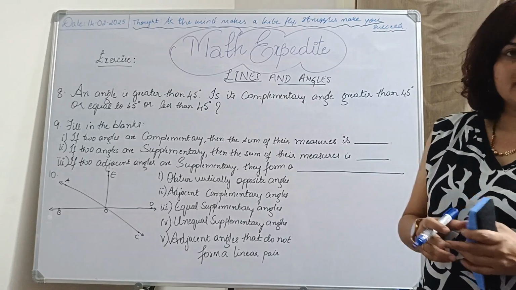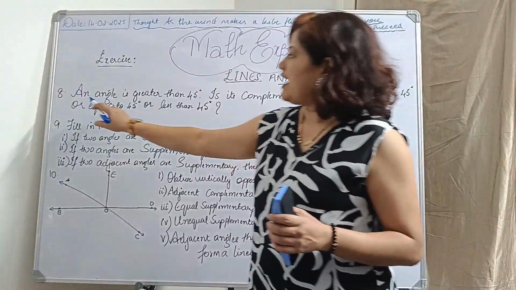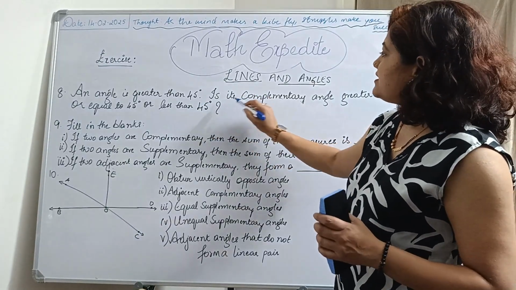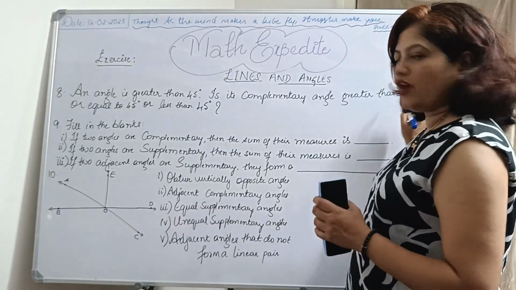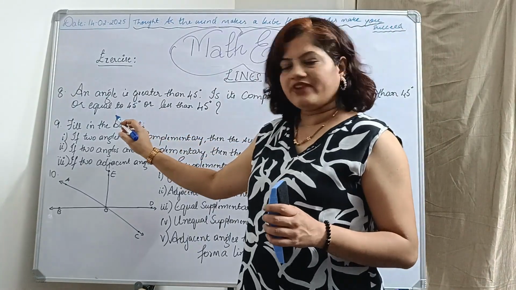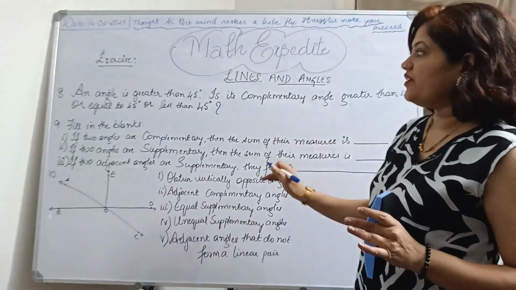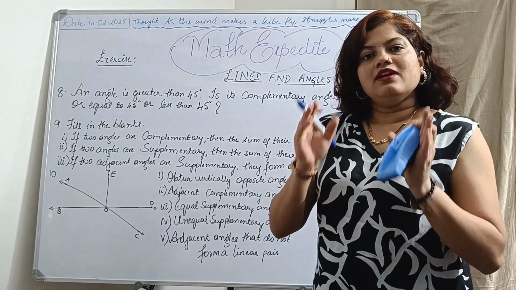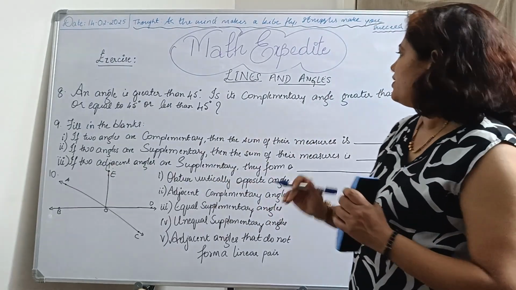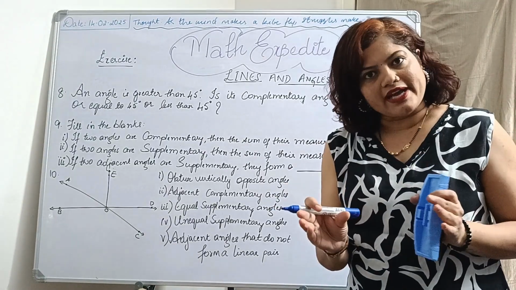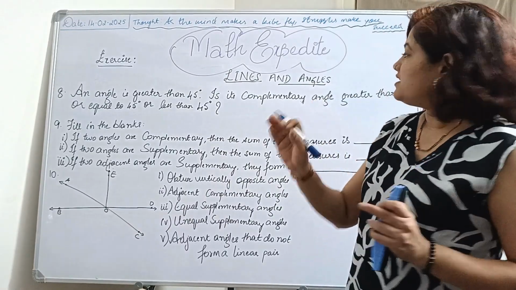Okay. Coming to eighth one. So an angle is greater than 45 degree. Is its complementary angle greater than 45 degree or equal to 45 degree or less than 45 degree? Is the question. So what have they given? They have given an angle is greater than 45 degree. So now we have to find the complementary angle. So the sum of two angles is 90, then it is complementary.